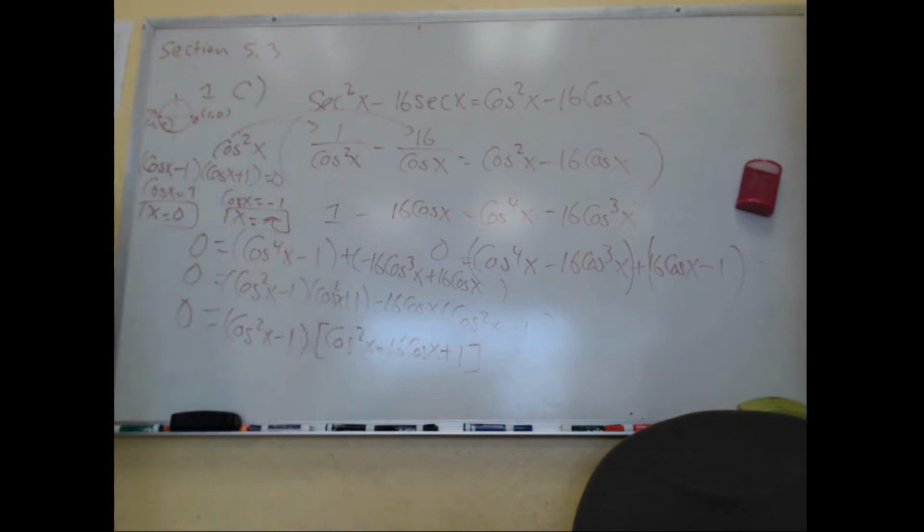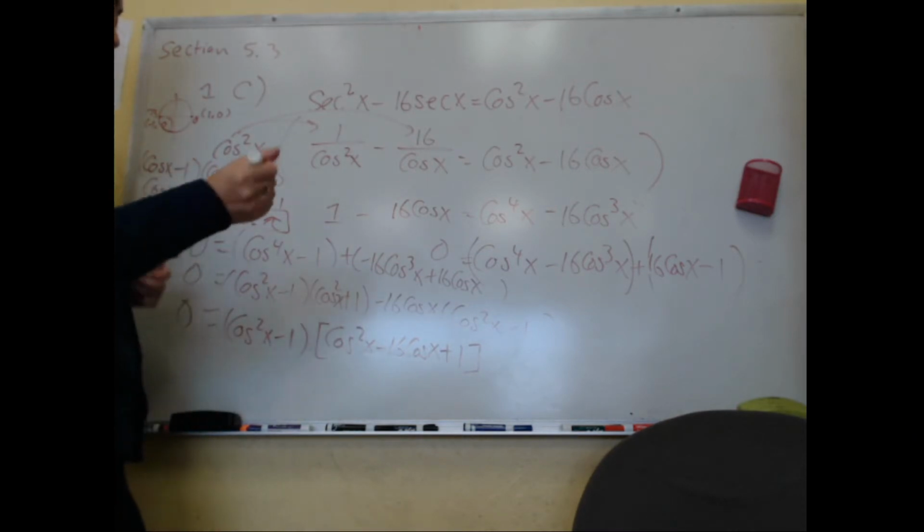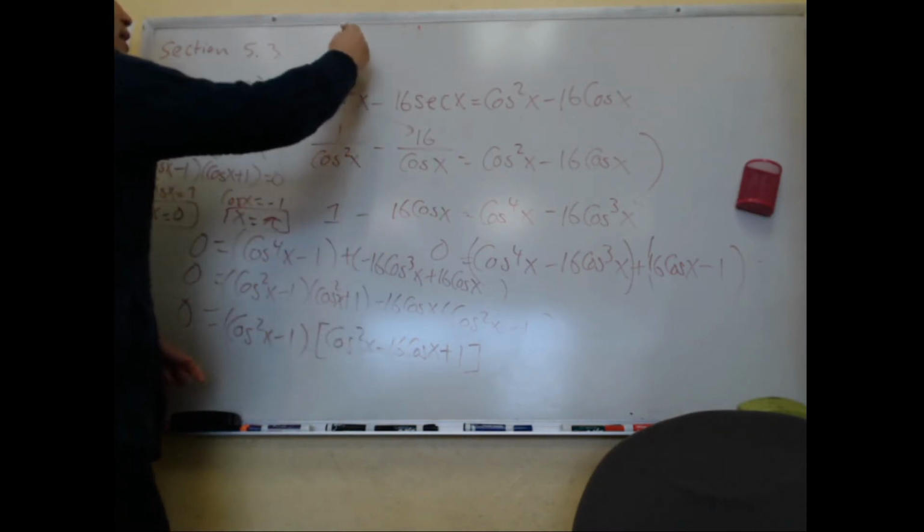This one is non-factorable. If it's non-factorable, then we use the quadratic formula. But the thing is that by the time you use the quadratic formula, you're not solving for x. You're finding cosine of x.